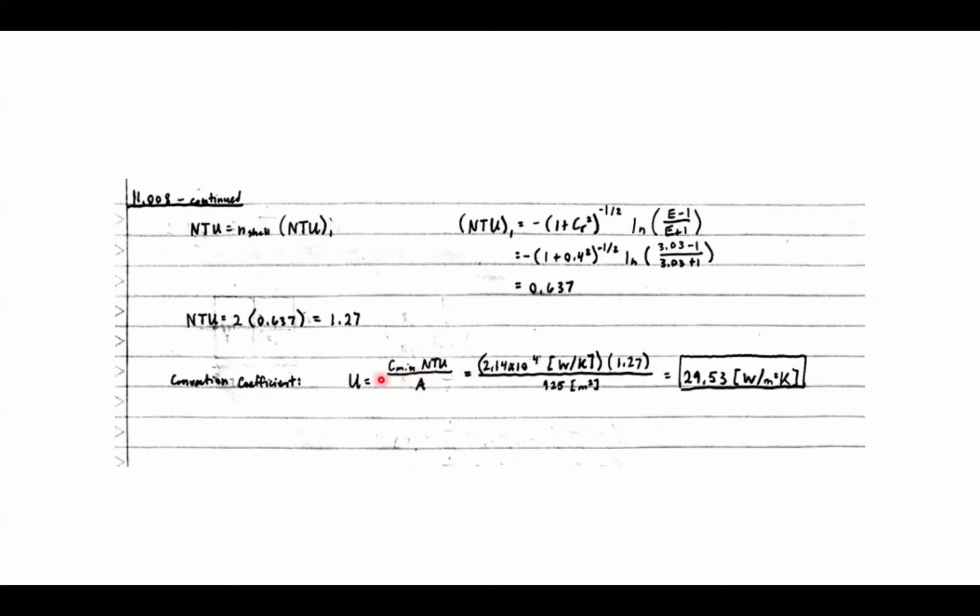So now we have all of the terms we need to solve for the total heat transfer coefficient, U. So when we plug in the minimum heat capacity, which is the hot side heat capacity in this case, and the number of transfer units, we get a total heat transfer coefficient value of 29.53 watts per meter squared Kelvin. And that is how you solve problem 11.008.